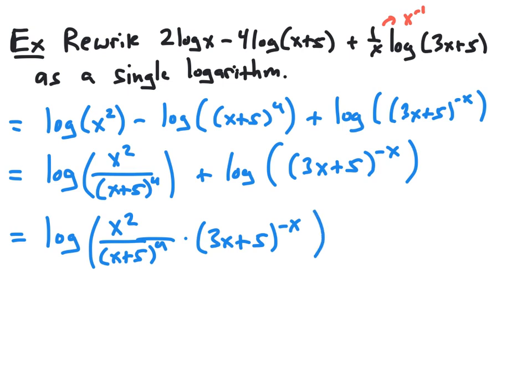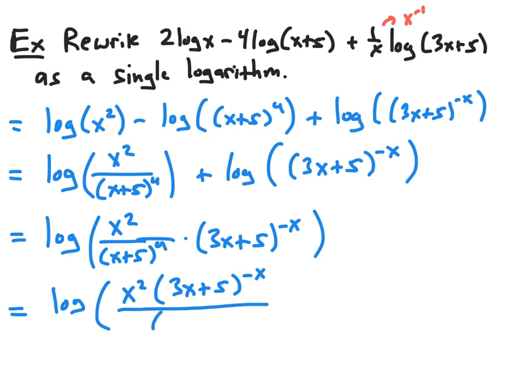And of course, this would be perfectly fine, but we could go ahead and multiply all of that together and make a single fraction. So we're going to get x squared times 3x plus 5 to the negative x power all over x plus 5 to the fourth power. And all of that sitting inside of a common log.